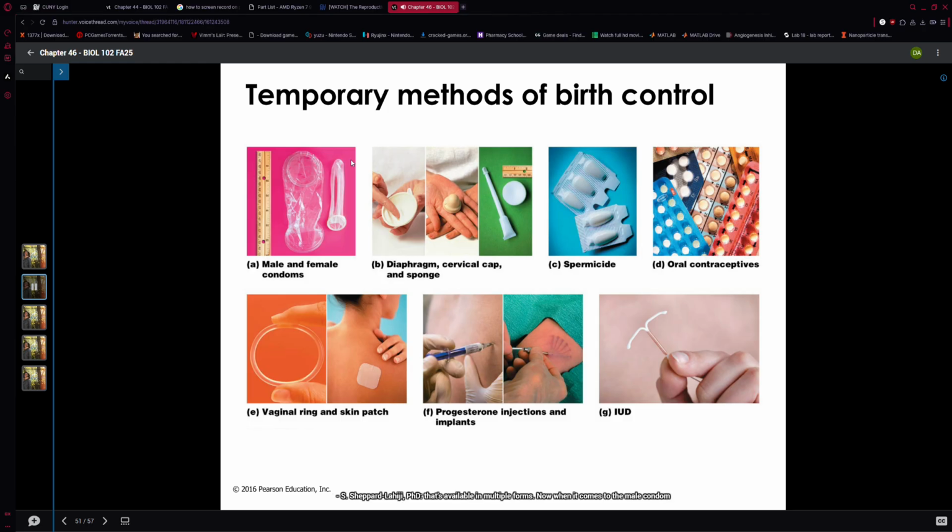Now, when it comes to the male condom, that is going to be composed of latex or rubber or an animal membrane like lamb intestine. And that's going to be a way in which semen can be collected, and so that's going to prevent it from entering the vagina. Now, it's inexpensive, it's convenient, it's pretty reliable when used carefully and accurately.